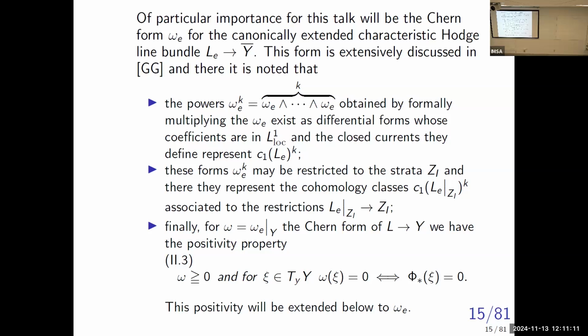So the way to think about it is, even though the Hodge structures are degenerating, the singularities are so well controlled that you can operate with the Chern forms of the canonically extended Hodge line bundles, Hodge vector bundles, just as if they were smooth.